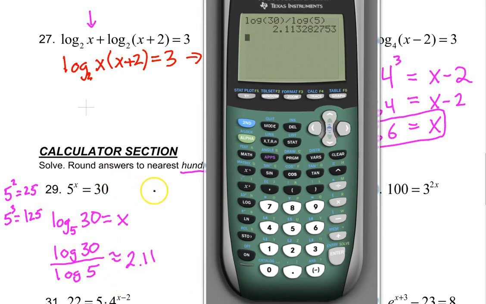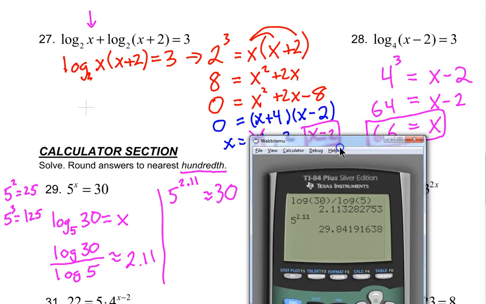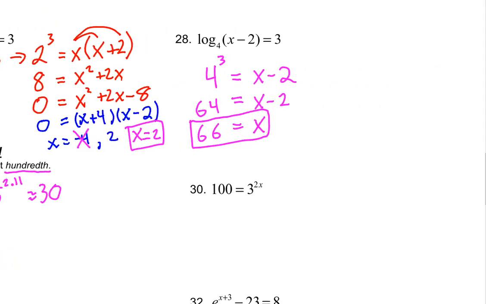And we could double check that just to make sure. Since you have a calculator already out, go ahead and check it. Put in 5 to the 2.11 power, and it should be close to, not exactly, but close to 30. So 5 to the 2.11 power is very close to 30. So we know we're in the right area here. Let's go try another one.